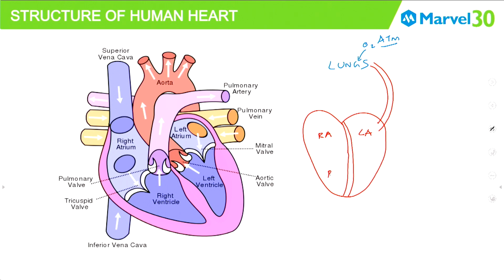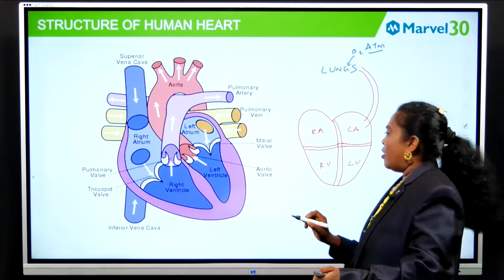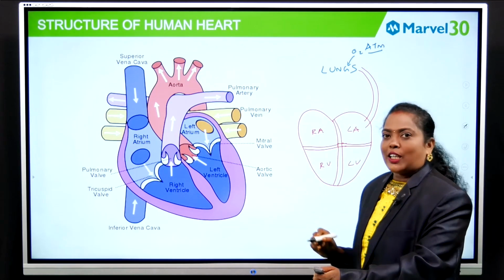And here you can see the septum between the ventricles. So that's why this is known as what? Interventricular septum. And the septum between the atrium and ventricle is known as the atrioventricular septum. Is it clear, students? Now we will come back to the circulation.